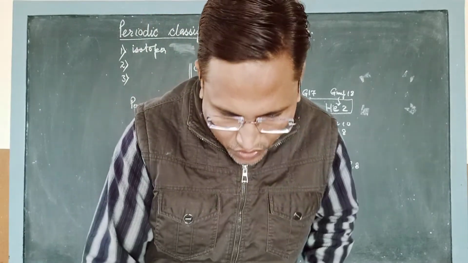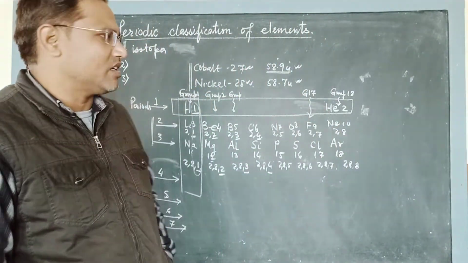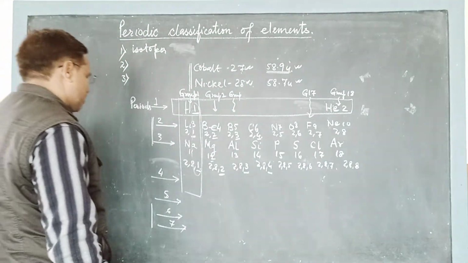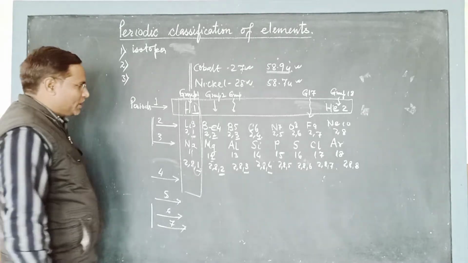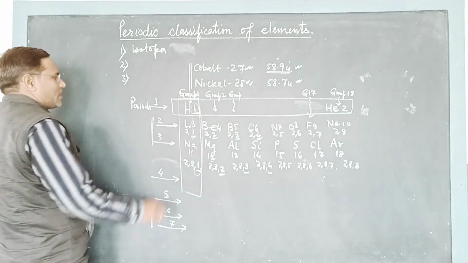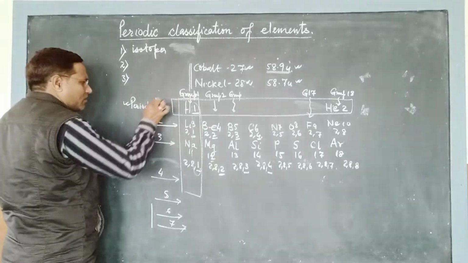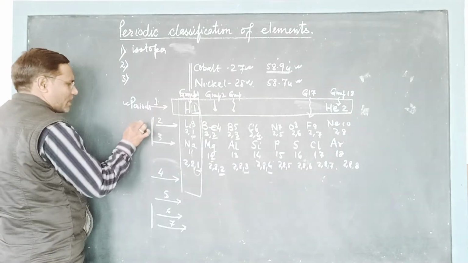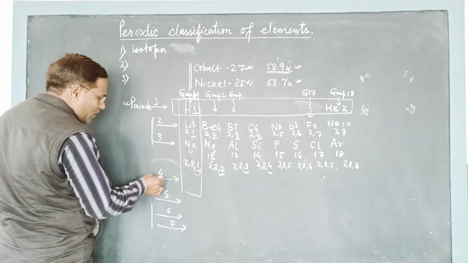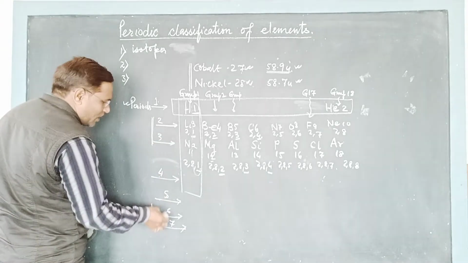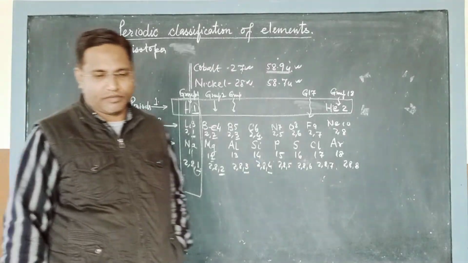But when you refer to your periodic table, you will see that periods 6 and 7 are incomplete. So we can call them incomplete, or understand it this way: only 2 elements are there, so very short. 8 elements are there, so periods 2 and 3 are called short. Then periods 4 and 5 are called long, and periods 6 and 7 are called very long periods.